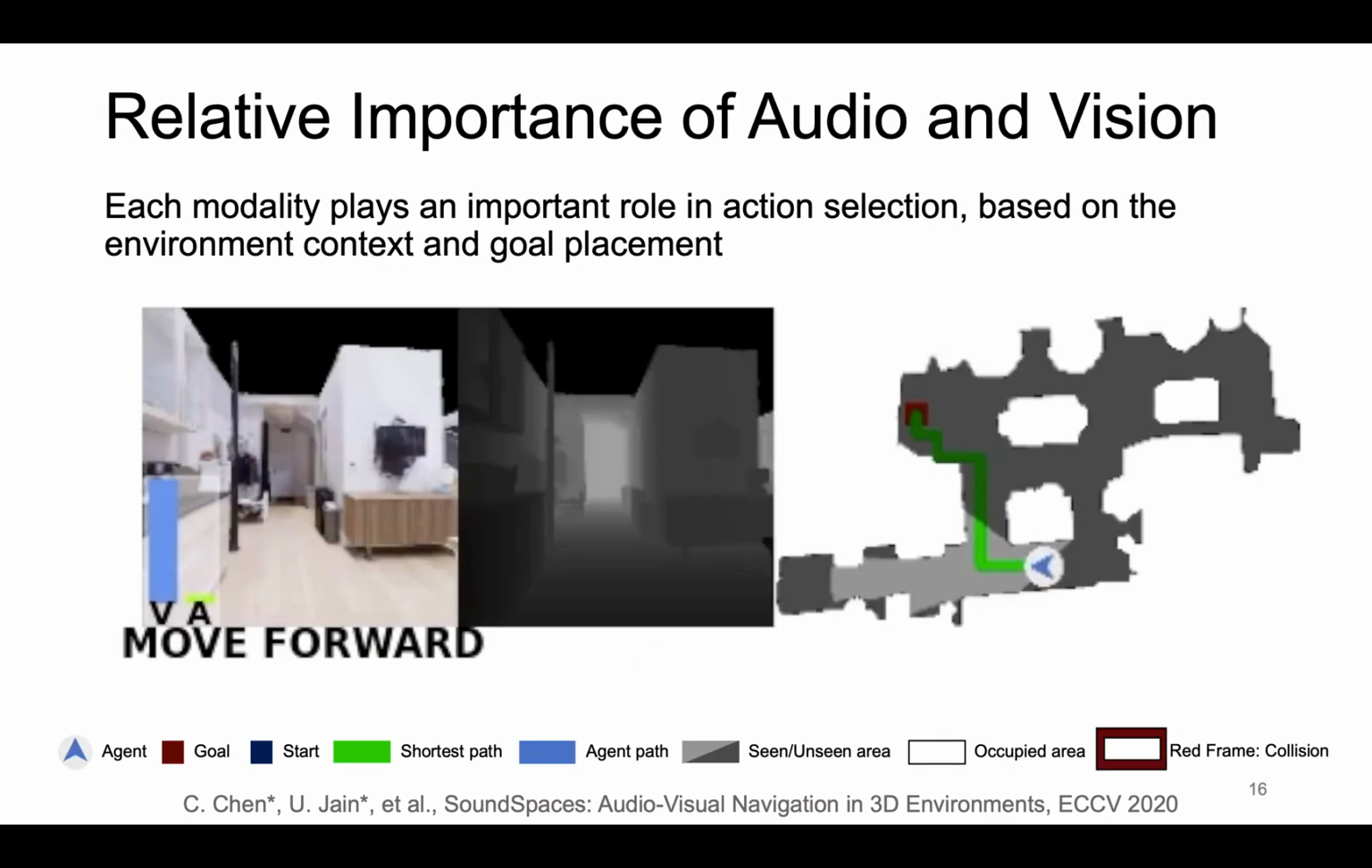We expect that the audio and visual input vary in their relative impact on the agent's decision making based on the environment context and goal placement. And here we show the importance of vision and audio in selecting the action, highlighted by red and blue boxes respectively.